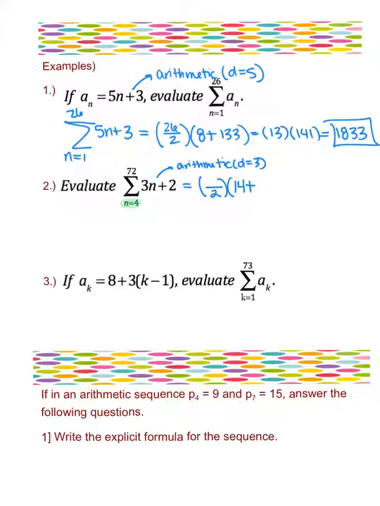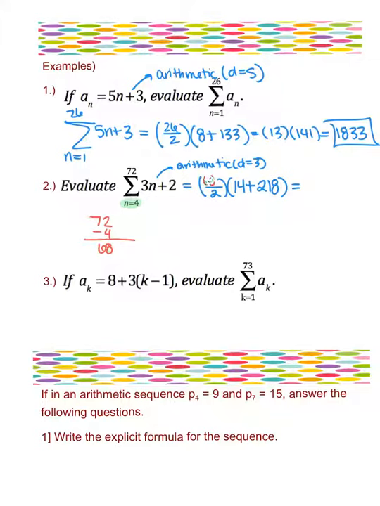If I were to plug in a 72, I get 3 times 72 plus 2, which is 218. And once I figure out how many total terms I have, then I'm going to be good to go. So here the issue is, a lot of my students want to say, all right, I just take 72 minus 4, that is equal to 68, and that is how many terms I have. A lot of students want to do that, but that is not the case.